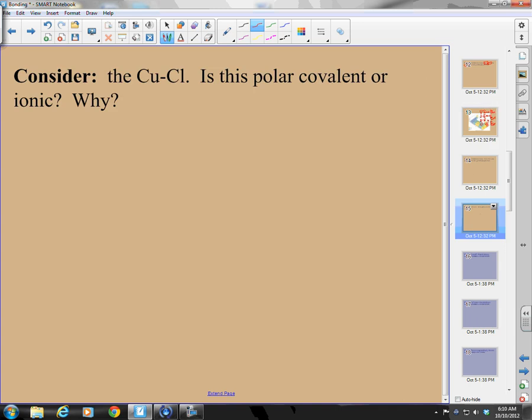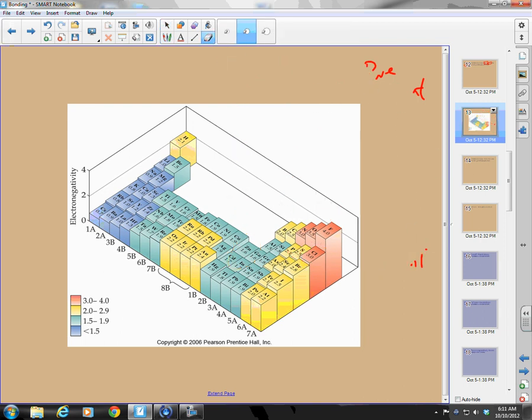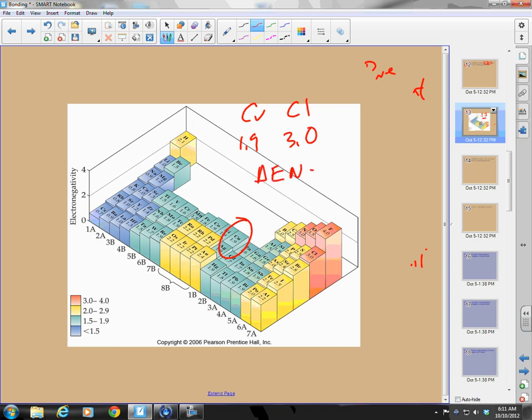Consider CuCl. Is this polar covalent or ionic? Okay. CuCl. I think we should be able to answer this, right? Cu is 1.9. Cl is 3.0. And I believe that is a delta EN equal to 1.1, right? So that's what I would say, that is polar covalent.